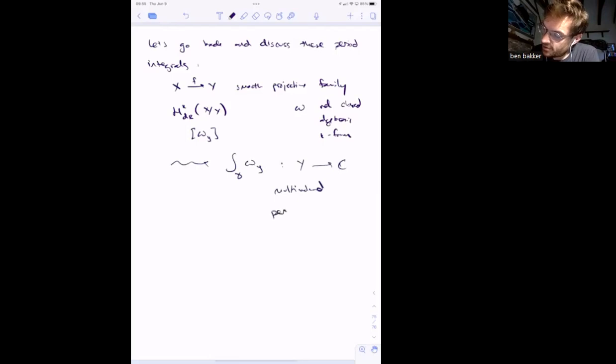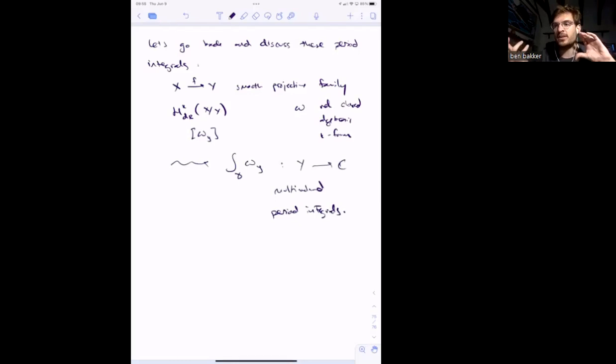These are period integrals. A lot of what we've been discussing about period maps is encoded in these period integrals. For instance, the flag variety coordinates for the Hodge structure itself are given by ratios of these period integrals. Let me make some remarks about these period integrals.